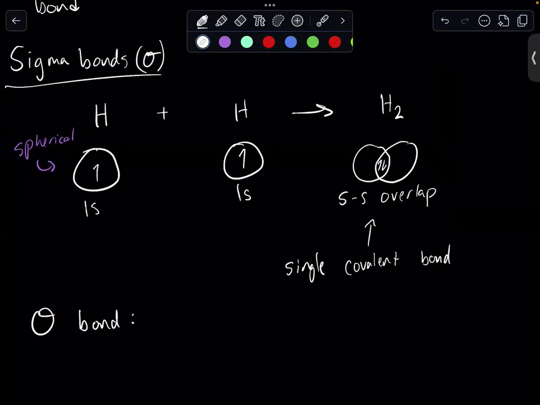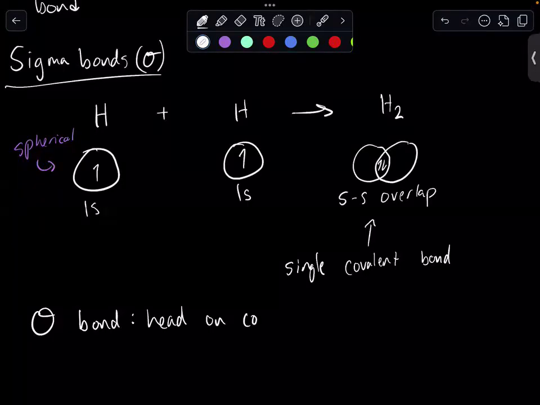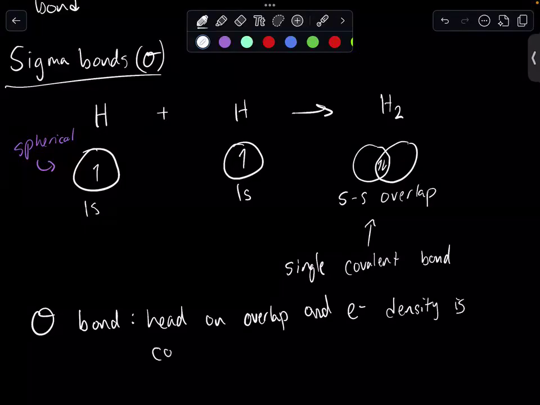This is where there is a head-on overlap, and electron density is concentrated on what we call the bond axis. So what do I mean by bond axis specifically?